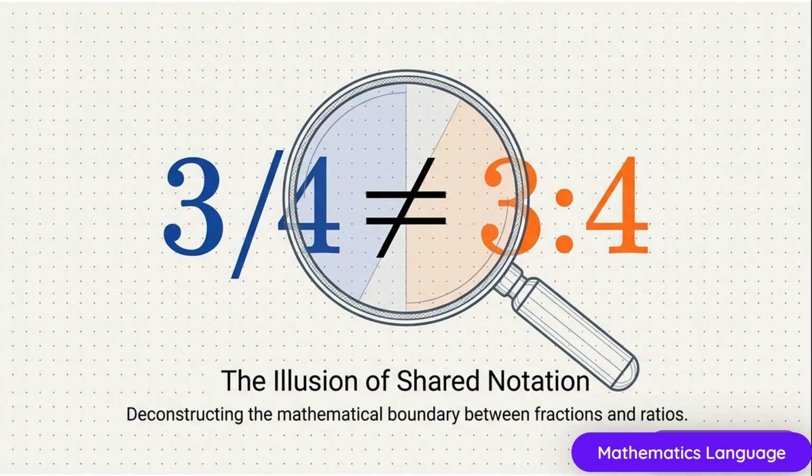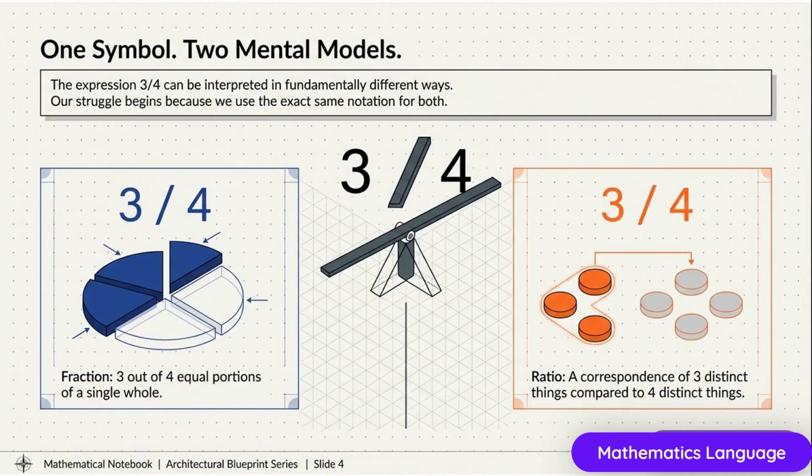Fractions and ratios often appear similar due to shared notation, but they represent fundamentally different concepts. Let's explore the mathematical boundary between them. The expression 3/4 can be interpreted in two distinct ways: as a fraction representing parts of a whole, or as a ratio comparing distinct quantities.